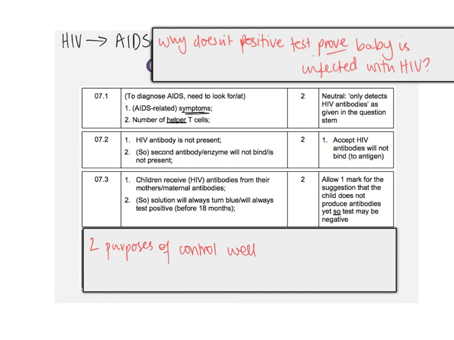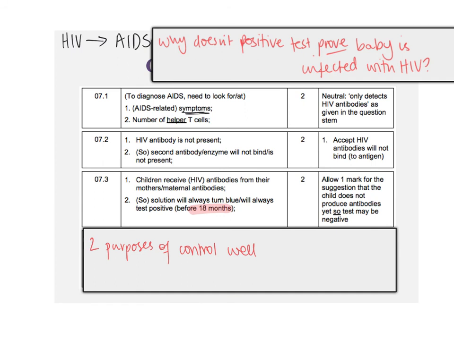So actually, when we're in the womb and just after birth, the child is going to receive antibodies from their mum. So the blood flow through the umbilical cord and things like that mean that the child's blood is made partially from the mother's blood. And if the mum has HIV antibodies, which she would do because she's positive, the child is also going to have those. And the solution, therefore, will always turn blue for the first few months of life. The answer does say up to 18 months. That's in brackets. It's not necessarily required for the mark, but it is good to have that knowledge.